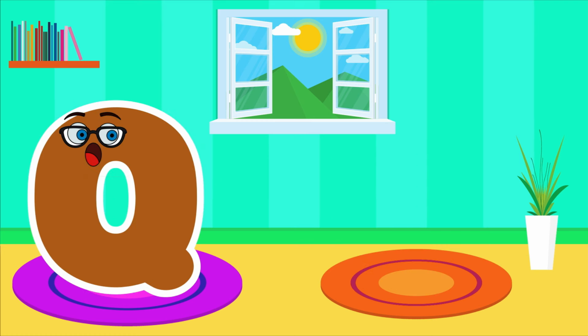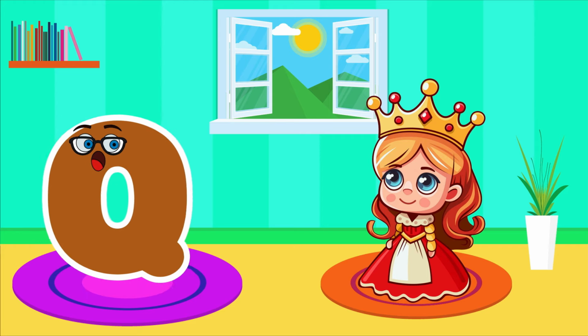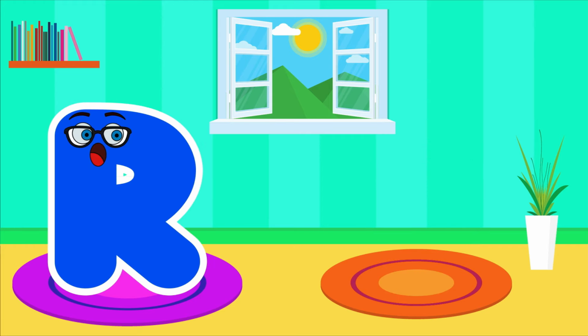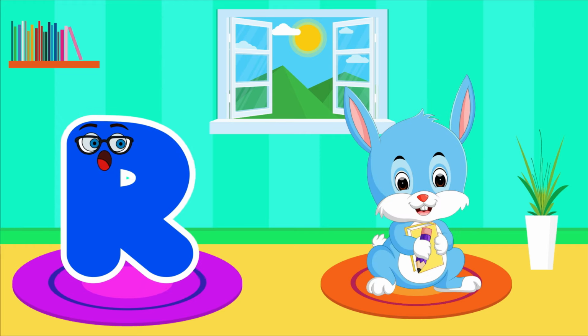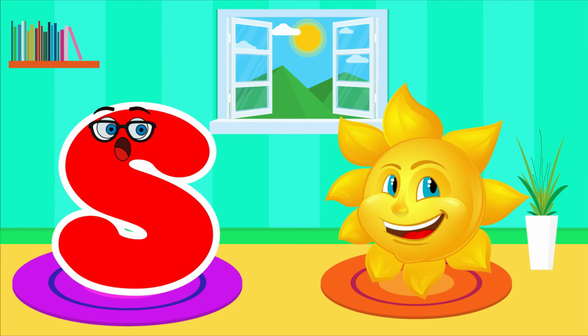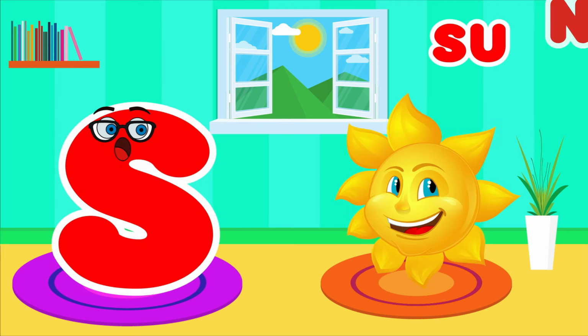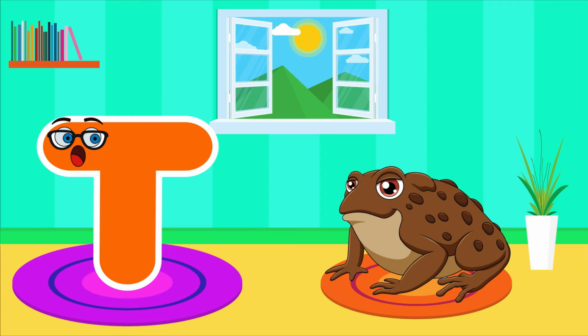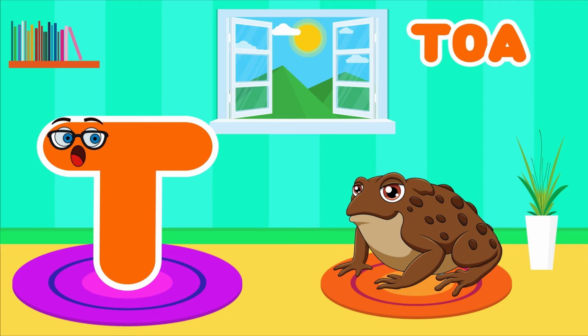Q is for queen. Q, q, queen. R is for rabbit. R, r, rabbit. S is for sun. S, s, sun. T is for toad. T, t, toad.